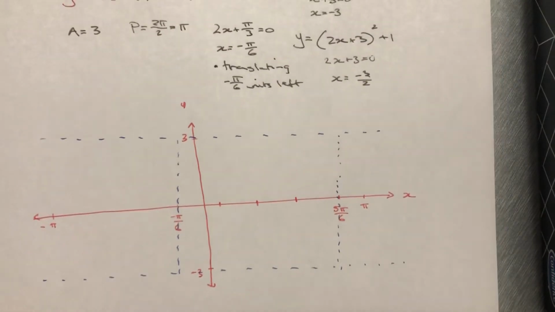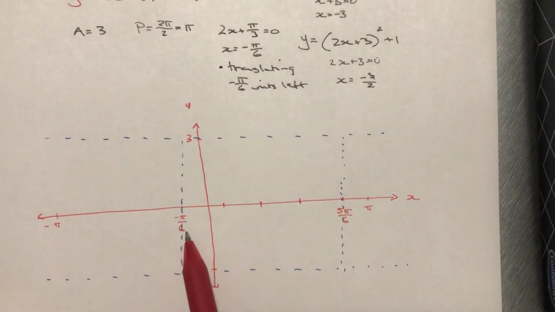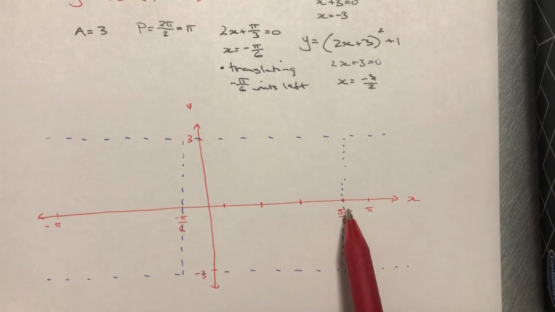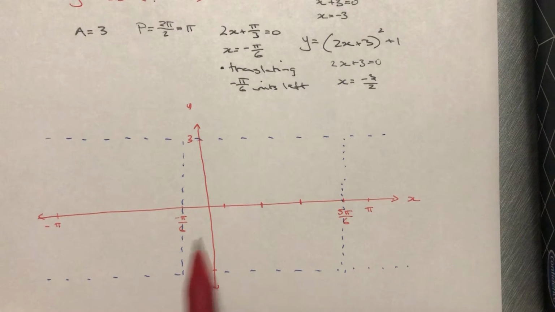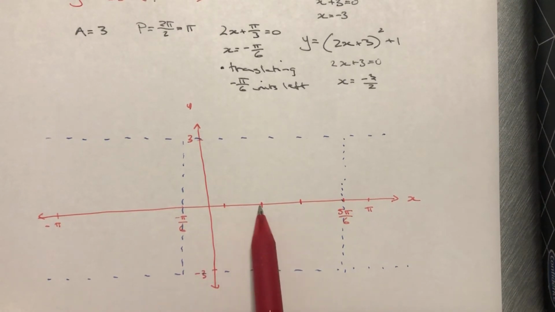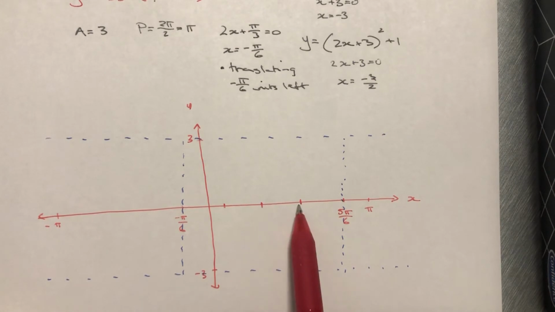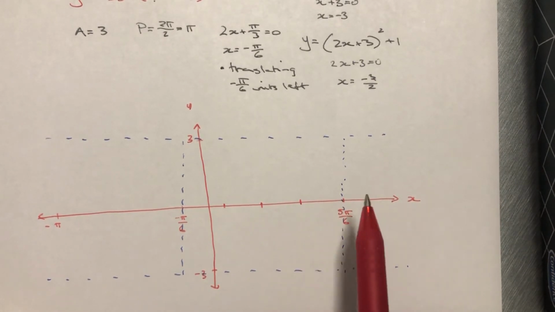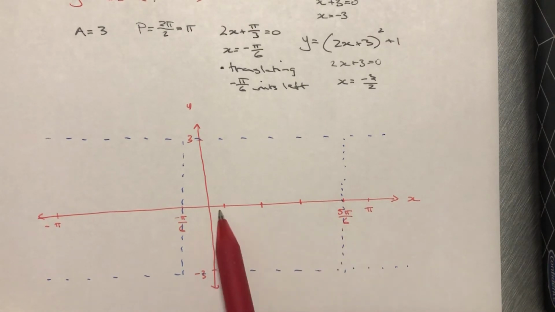Now, we know that we're starting at negative pi on 6, and the whole period is pi, and we've broken that period of pi up into 4. So that means the distance between here and here must be a quarter of pi. That's got to be a quarter of pi. That's got to be a quarter of pi, and that's got to be a quarter of pi. I'm going to be able to use that to work out where they are.